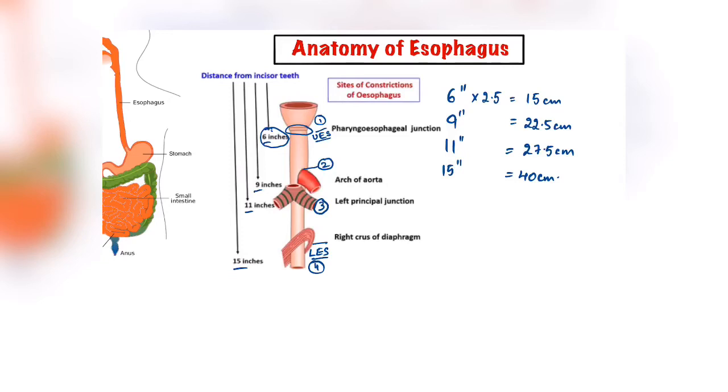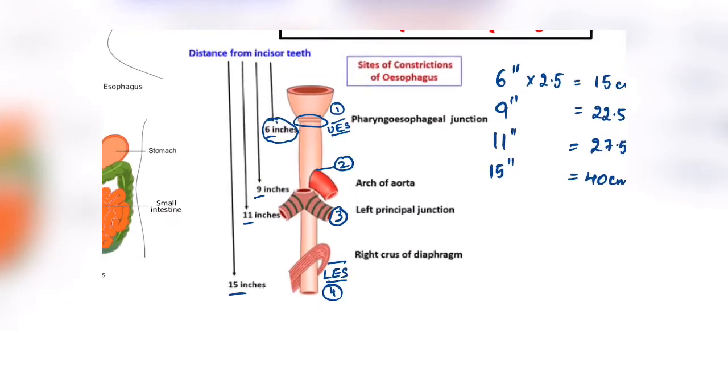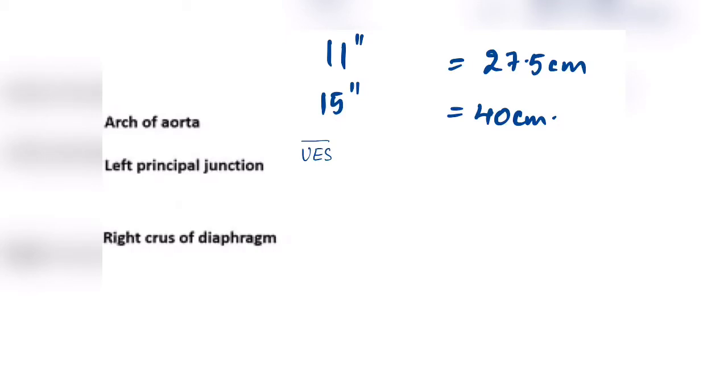And we have to remember 2 more important points regarding the upper esophageal sphincter and the lower esophageal sphincter. So what are the important points? The upper esophageal sphincter is mainly due to the cricopharyngeus. The most common perforation will occur at the upper esophageal sphincter.